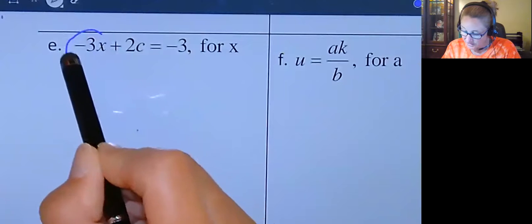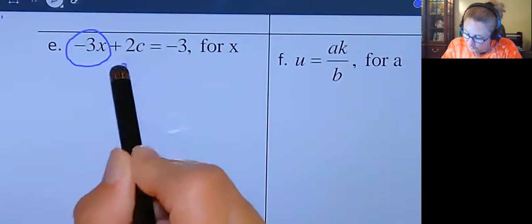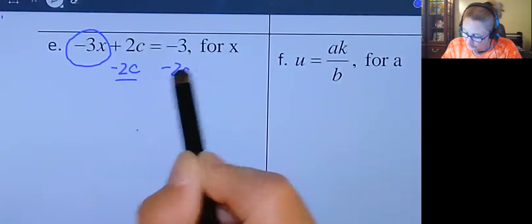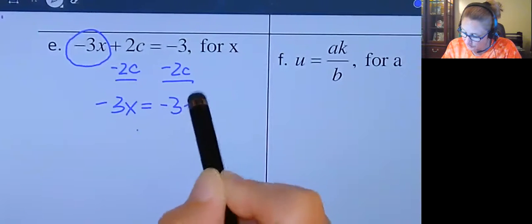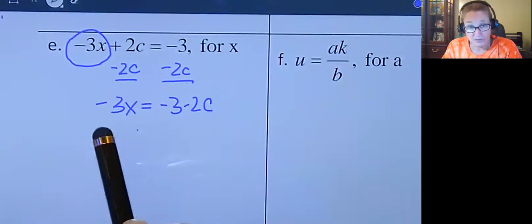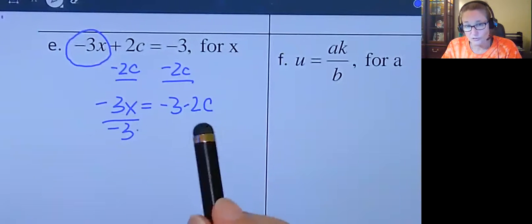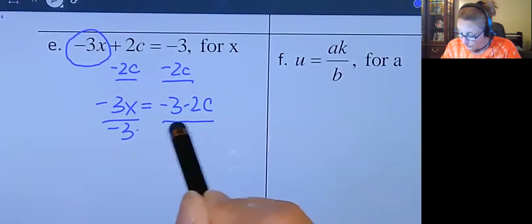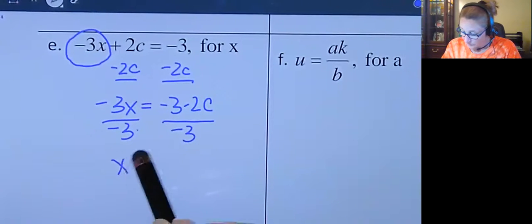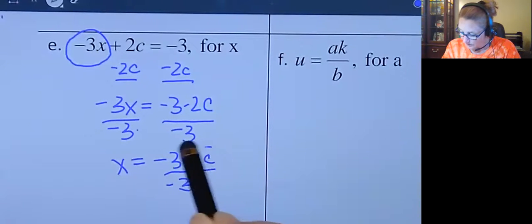So first off, I want to get this term by itself. So I'm going to minus 2c from both sides. And I'm going to get negative 3x is equal to negative 3 minus 2c. Then I want to get x by itself, so I'm going to divide by negative 3. Now I can do one of two things. I can divide each of these separately by negative 3, or I can divide the whole thing by negative 3. So this would be negative 3 minus 2c over 3, over a negative 3.